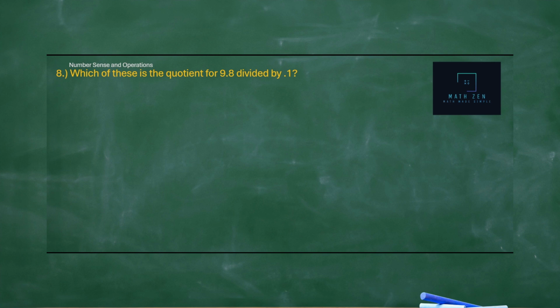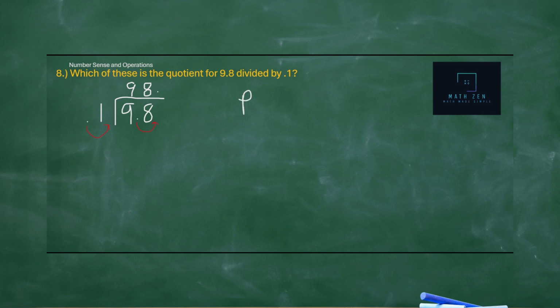The problem reads, which of these is the quotient of 9 and 8 tenths divided by 1 tenth? So we write our 9 and 8 tenths as our dividend, and we write our 1 tenth as our divisor. You can't do division with decimals when your divisor is a decimal, so you need to make it a whole number by jumping the decimal back. You do the same in the dividend, and then you bring your decimal up and you divide normally as you would with whole numbers, and we get 98.